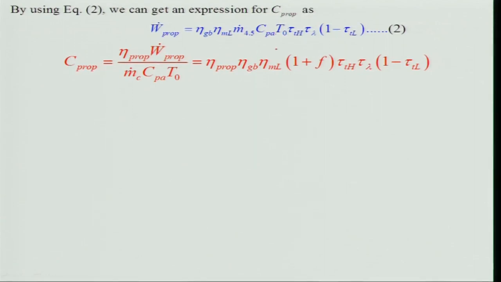If you divide it, what you are basically doing is substituting these values here. When you substitute, CPA T0 will cancel out, and m dot 4.5 by m dot c is nothing but 1 plus f. That is why it is coming over here, and the rest of the things are as usual. So this C_propeller we can express in terms of this.